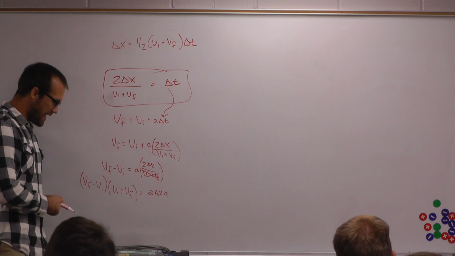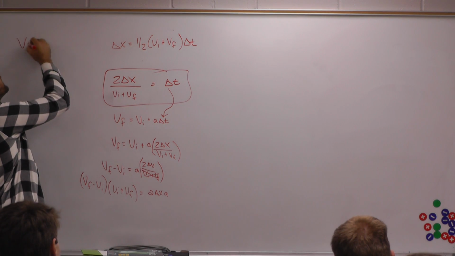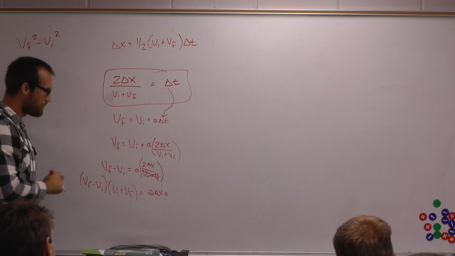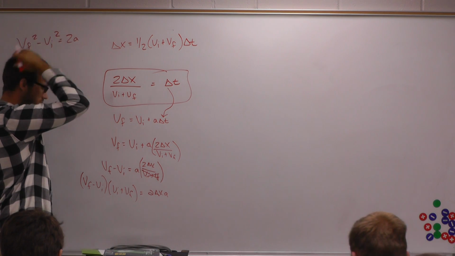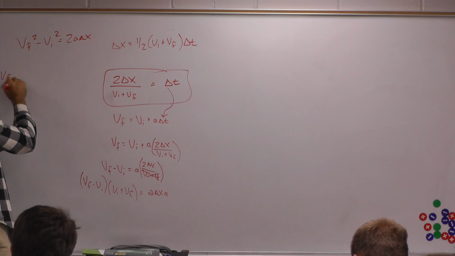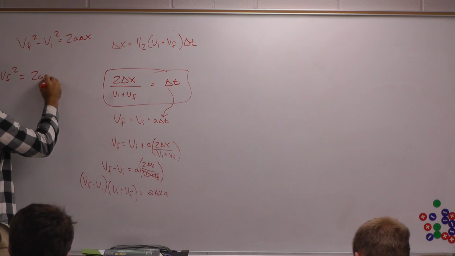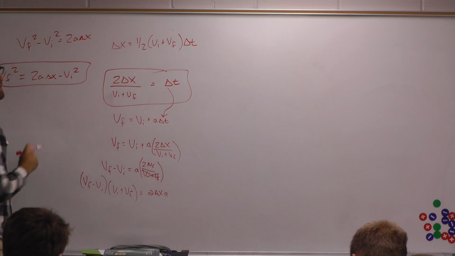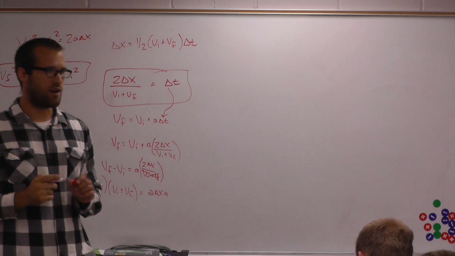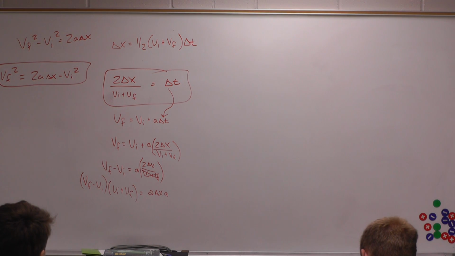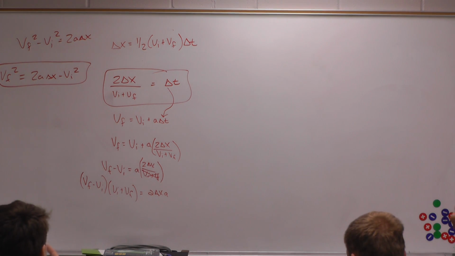Okay, when you do that, you really just get VF squared minus VI squared when you foil it, equals 2a change in x. Yeah, you're right. Okay, and then to finish, it's just this. There's your equation. So here it is, a velocity equation when you aren't given the time. So you could also put a square root on.